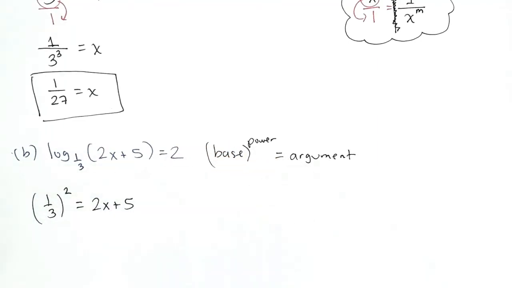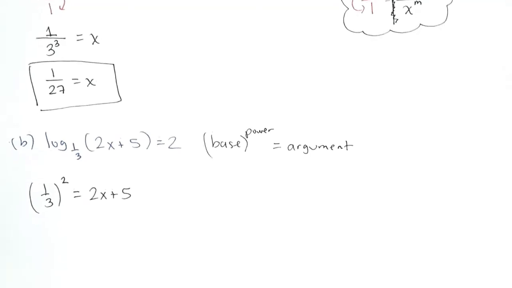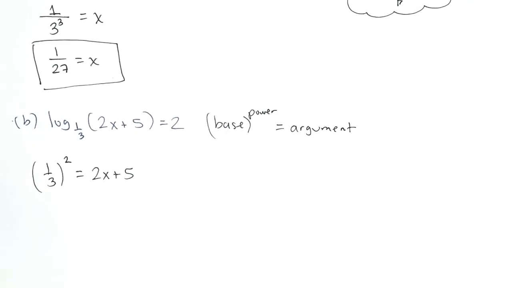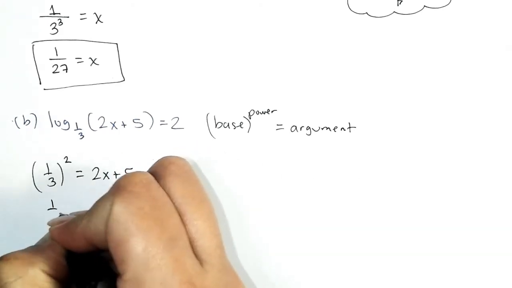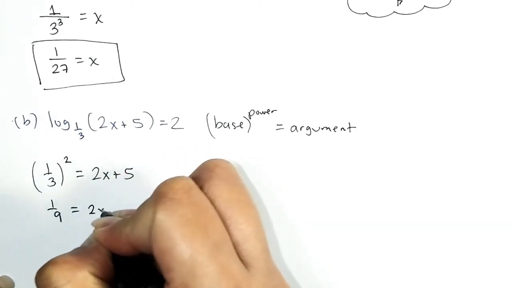And for me, once I get this in exponential form, once I get it out of the log, it's like a breath of fresh air, like a weight has been lifted off my shoulders. Okay, no more sayings, let's stick to math. So let's simplify the left. The square of a third, 1/3 times 1/3, will give us 1/9. And that will equal 2x plus 5.